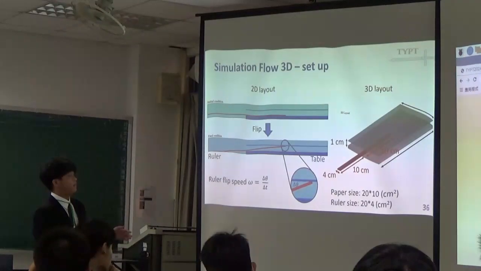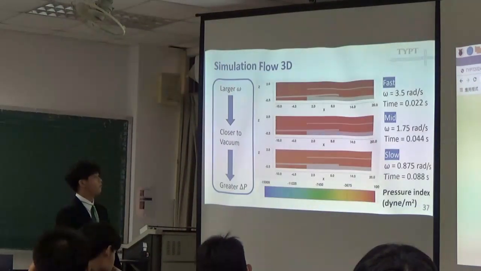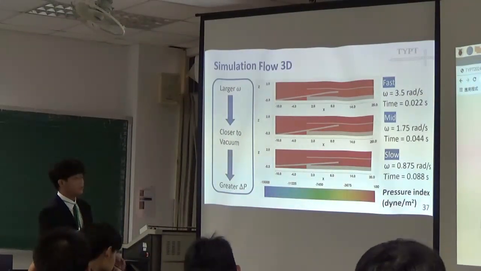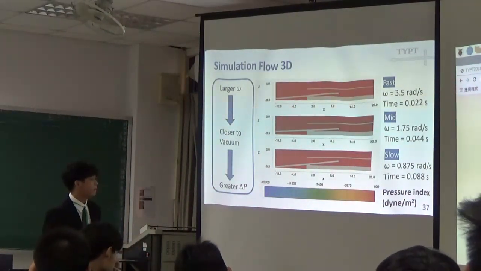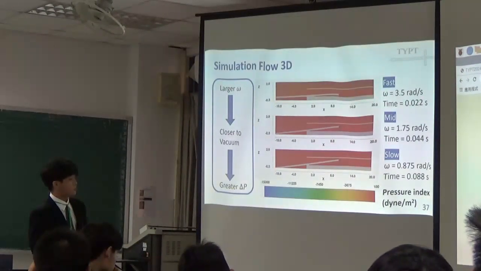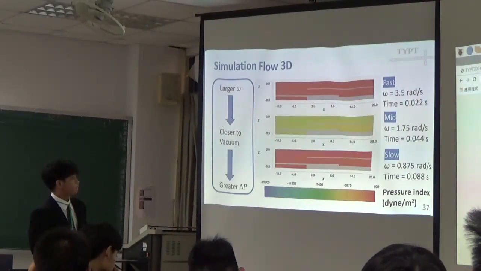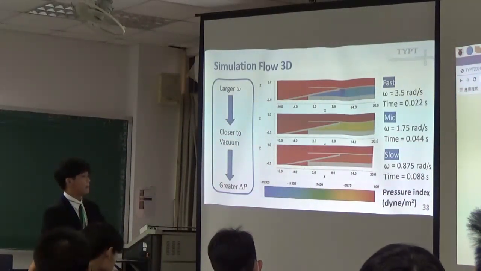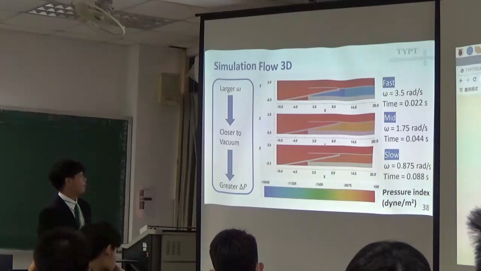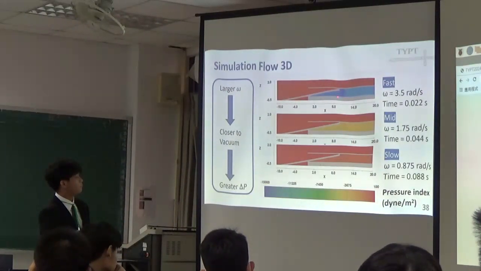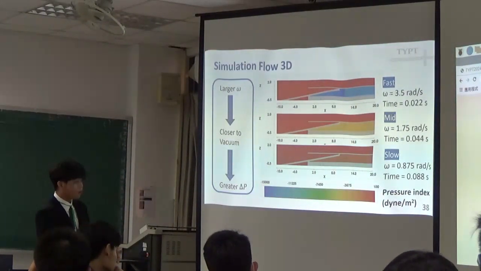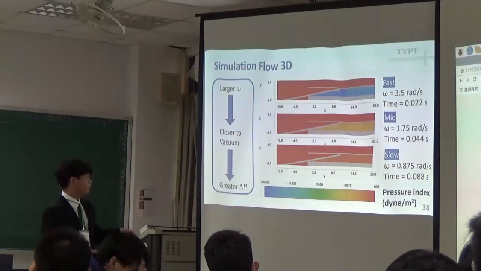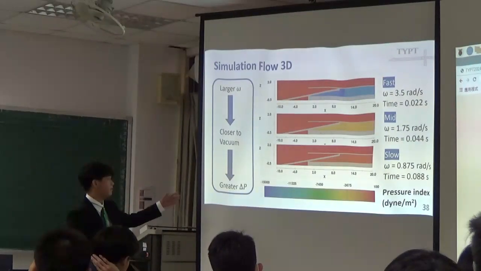Here's a brief layout of my simulation. From the video, you can see that we use 3 different speeds of the ruler flipping and use a pressure index to measure the pressure. You can see that when the ruler flip is much faster, the space under the paper will be closer to a vacuum. Therefore, contributing to a greater delta P.